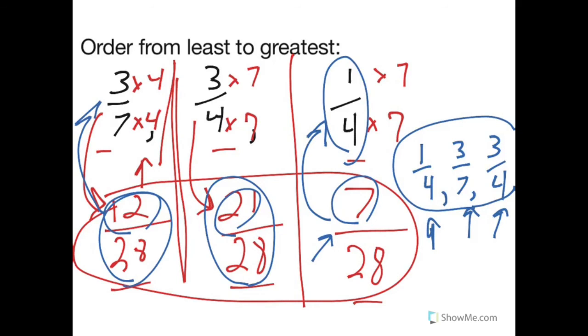Okay. Now you might be saying, well, Mr. Quick, 3/7, 7 is greater than 4. It doesn't matter. We're talking about the fraction or the proportion of the whole, the part of the whole. Okay. And so that's why we have to make them equivalent.